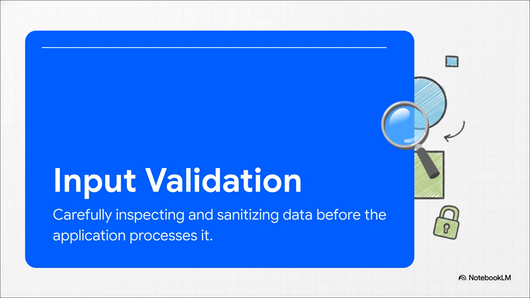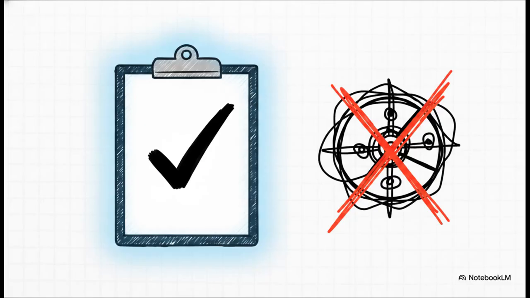Whether it's a basic login form, a search box, or a complex API endpoint, you have to remember that without proper validation, you are basically leaving the front door wide open for attackers. By putting validation in place, you're making sure that only properly formatted, expected, and most importantly, safe data actually gets inside.